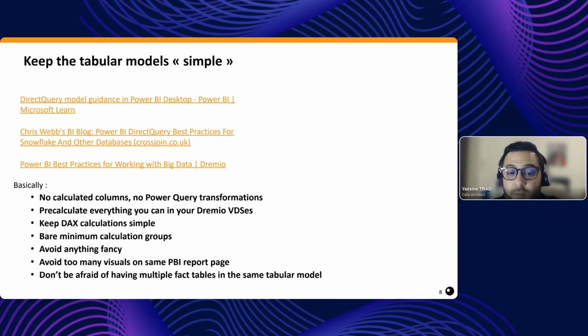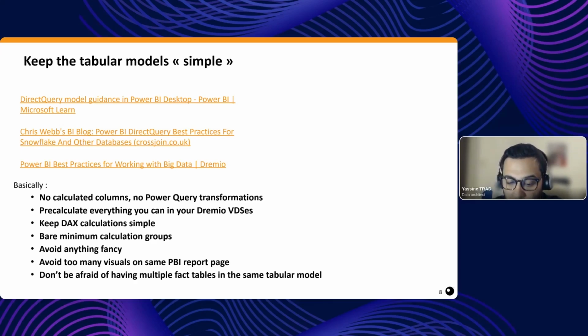Yeah, also don't be afraid of having multiple fact tables in the same tabular model. I cannot stress this enough. I have seen data developers and data engineers that are just scared to have 3, 4, 5 fact tables in the same model. Even sometimes for the same fact, let's say sales, it's really interesting to have separate fact tables if you're analyzing things at different levels of granularity or aggregation. Don't hesitate to put that in separate tables.